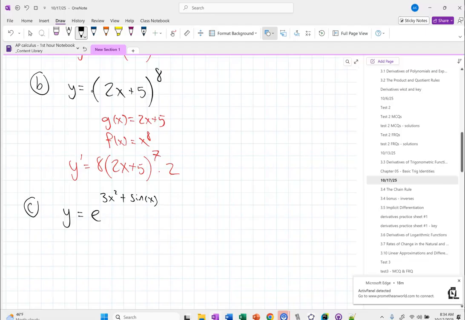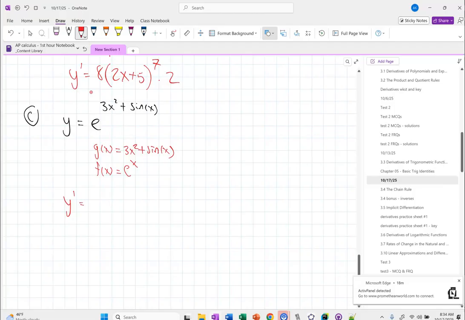So this next one, our function is y equals e to the 3x squared plus sine x. Do we see a composition here? Okay. What is the inner? 3x squared plus sine x. And the outer is e to the x.